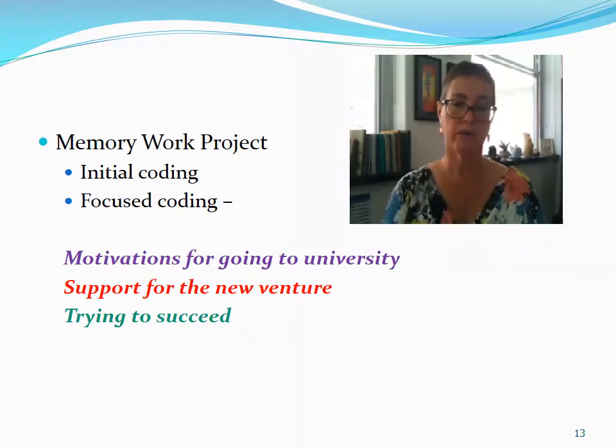And one way in which we did that was to say that there were three themes. There were the motivations for women going to university. So these were women from poor backgrounds who were going to university, and they're all first in their family. What support they had for this new venture. You know, if you're the first in your family to go to university, it is a completely new venture in your family, and their efforts in trying to succeed at university.